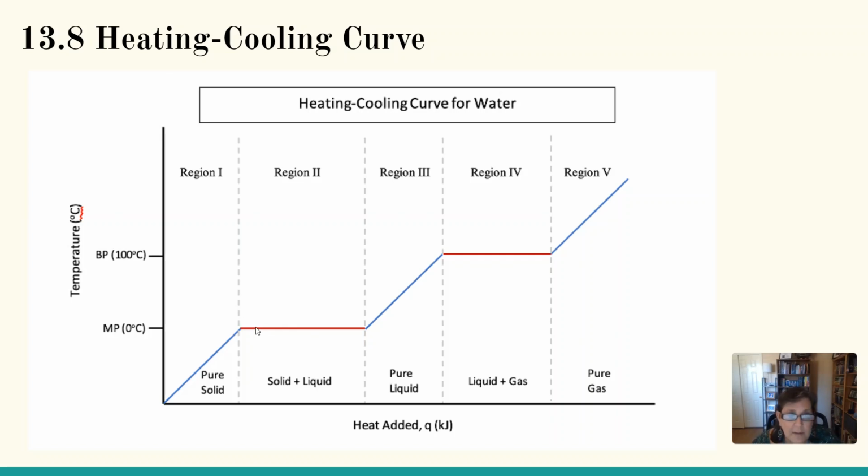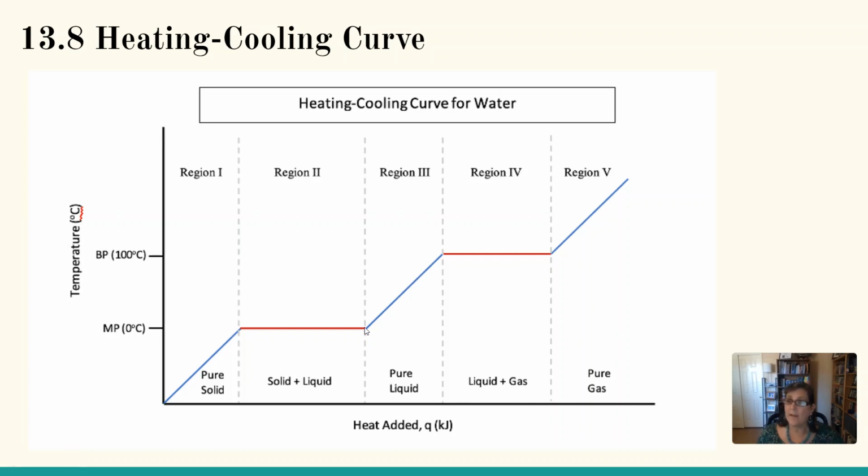And we are melting the solid as we go across the red line, which is flat. The temperature does not increase during this. All the heat goes into breaking those intermolecular forces holding the solid together so we can turn it into a liquid. Okay, so we do not raise the temperature when we're melting. It stays at the melting point, so it is flat right here.